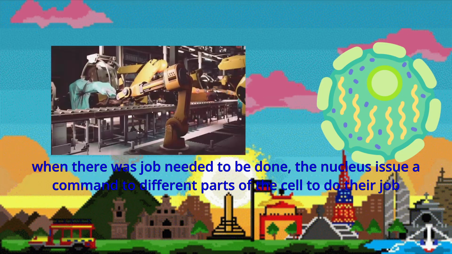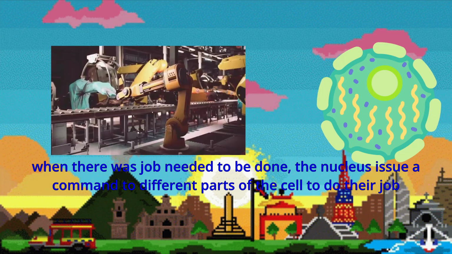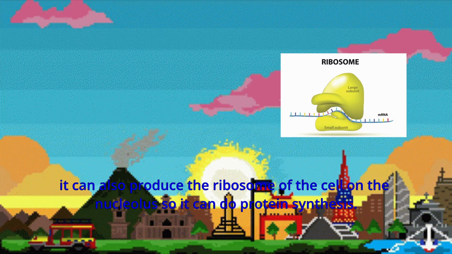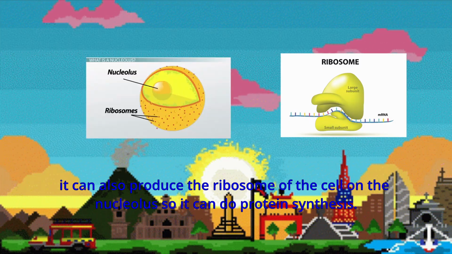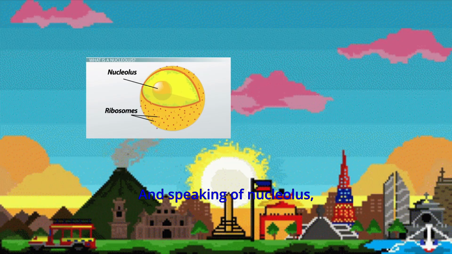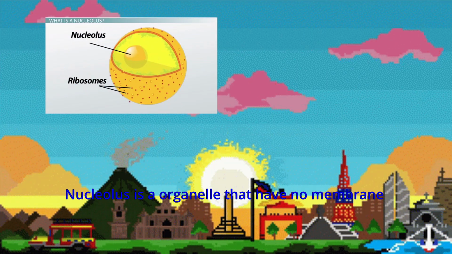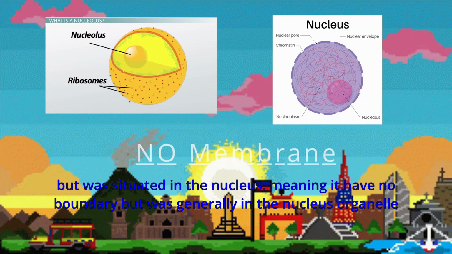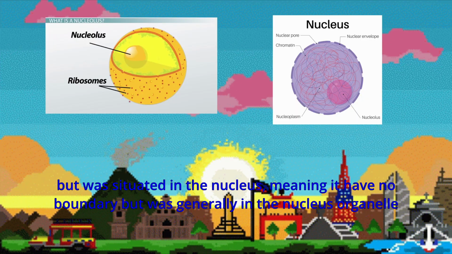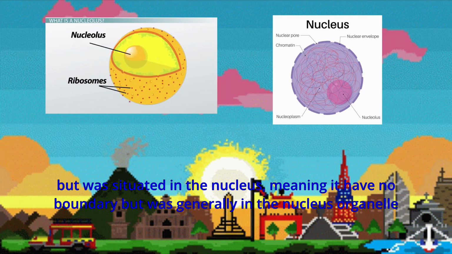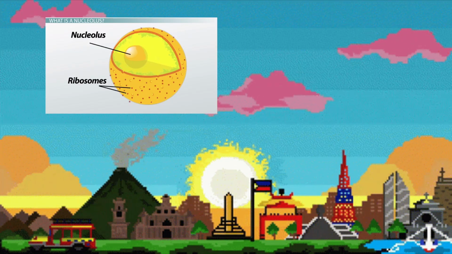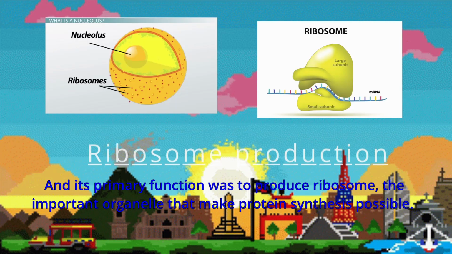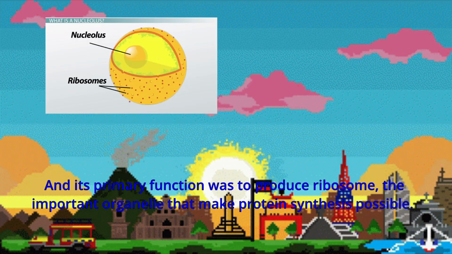Whenever a job needs to be done, the nucleus issues a command to different parts of the cell to do their job. It can also produce the ribosome of the cell in the nucleolus, so it can do protein synthesis. The nucleolus is an organelle that has no membrane but is situated in the nucleus, meaning it has no boundary but is generally inside the nucleus. Its primary function is to produce ribosomes, the important organelles that make protein synthesis possible.